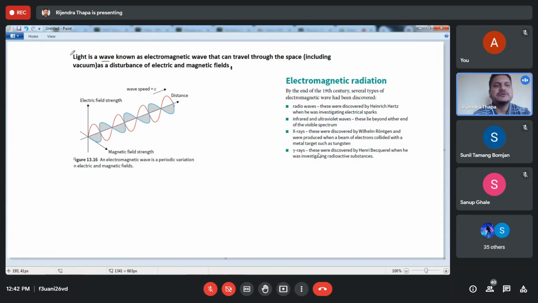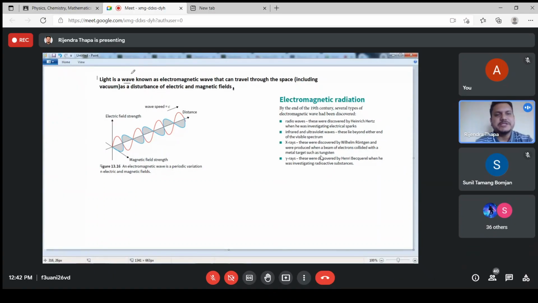As we are studying waves here, we are trying to categorize light as a wave. That means it shows the different phenomena shown by waves, like reflection, refraction, interference, diffraction, and polarization. So light is a wave, and this wave is known as an electromagnetic wave. What is an electromagnetic wave? We shall go on to this later on.